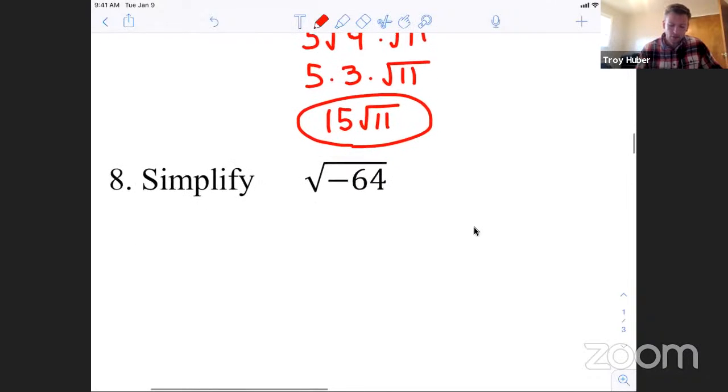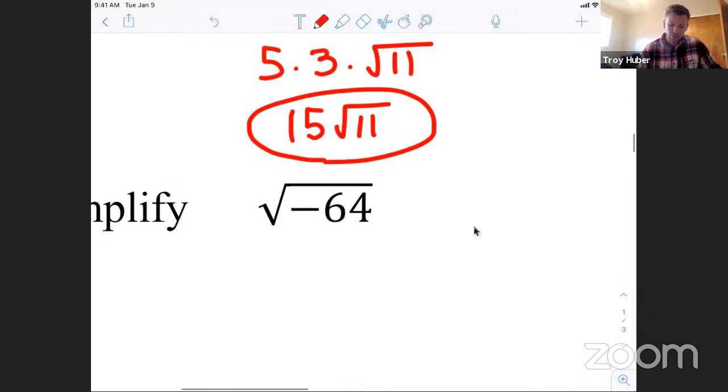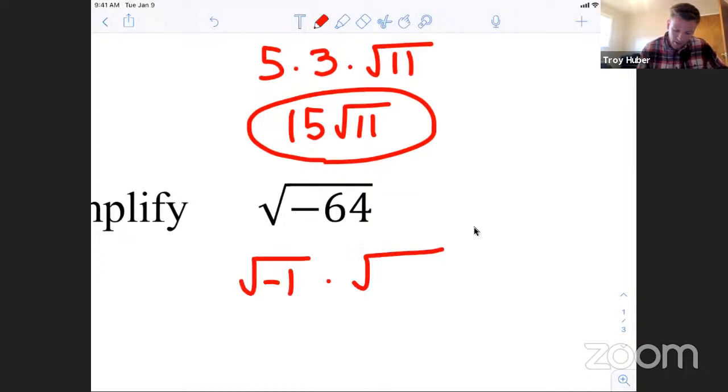All right, number 8, we have this square root of negative 64. Now, watch out. We can't do the square root of negative numbers. Okay, that's what we call imaginary solutions. All right, so don't type them into your calculator because your calculator won't give you an answer. All right, instead, what we want to do is we want to pull out that negative. So I'm going to say, okay, well, this is really the square root of negative 1 times the square root of 64. Okay, see how I pulled that negative out?